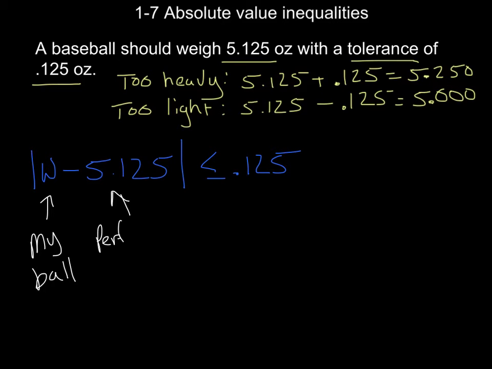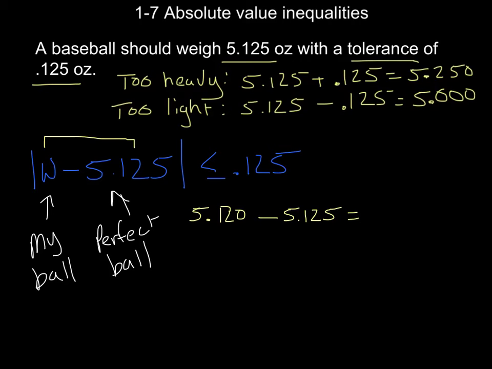That's the perfect ball. And by subtracting those two numbers, what I'm coming up with is how far am I off? How far am I off? And let me put some numbers to that to explain it. Let's say I have a baseball that's a little bit too light. So my ball is 5.120 ounces. Now take away the perfect baseball, and again we can do the math, but you'll find that I am 0.005 ounces too light.